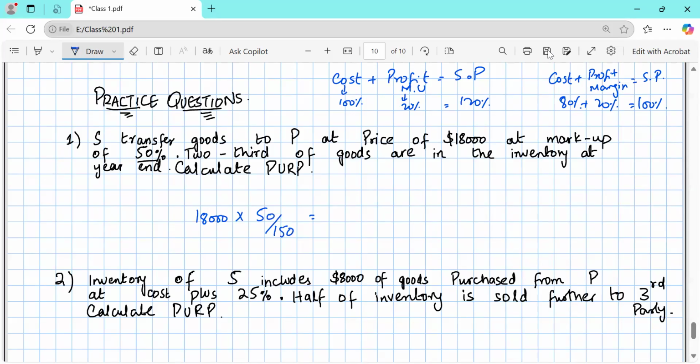Do you have a calculator with you? Okay, so what will be the answer? Yes, 6,000 will be the answer. So 6,000 is your profit. Now the next line: two-thirds of the goods are in inventory at the year end. So what will be the unrealized profit then?